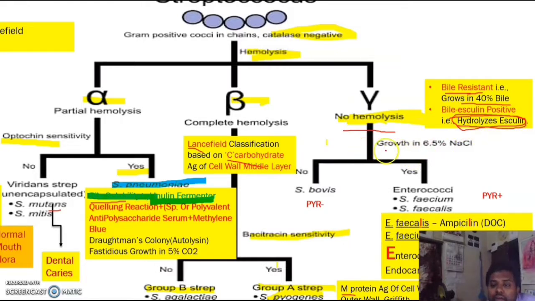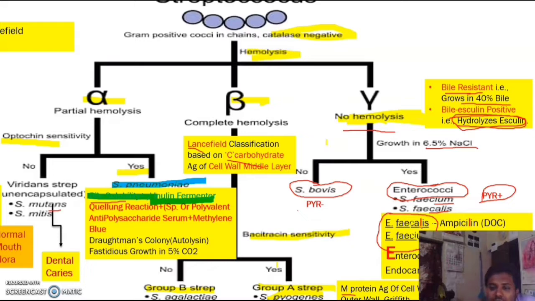Okay, now according to growth in 6.5% NaCl, they are divided into two groups. Those who can grow are called enterococci, and those who can't grow are Streptococcus bovis, etc. Okay, they are not of much importance. Now the PYR test, pyrrolidonyl arylamidase test, is positive in the case of enterococci, that is Streptococcus faecium, Streptococcus faecalis, which are also called Enterococcus faecalis and Enterococcus faecium. These are important for water contamination tests.